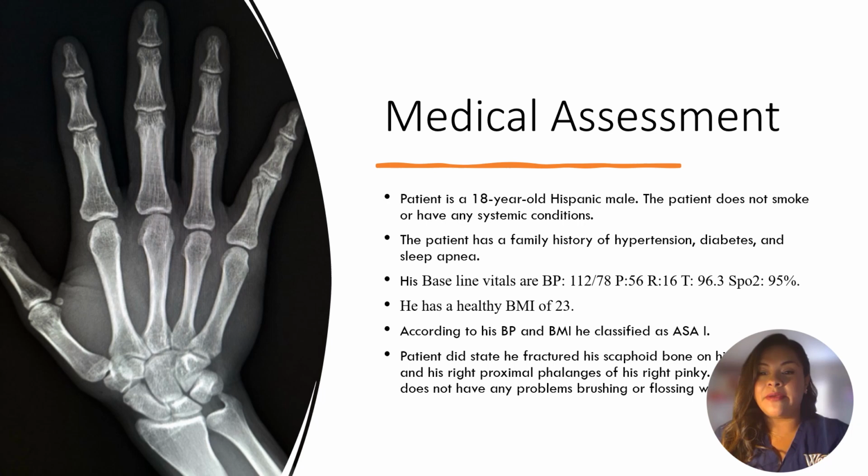He has a healthy BMI of 23, and according to his blood pressure and his BMI, he is classified as ASA1. Although the patient did state he had a fracture on his scaphoid bone on his right thumb and his right proximal phalanges of his right pinky, he did say that he does not have any problems brushing or flossing with his right hand.